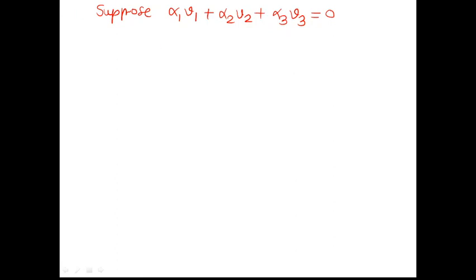So here we substitute the values of v1, v2, v3. Alpha 1 as it is, times v1, which as per notation is the vector 1, 2, 3, plus alpha 2 times v2, which is 0, 1, 2, plus alpha 3 times v3, which is nothing but minus 2, 0, 1.